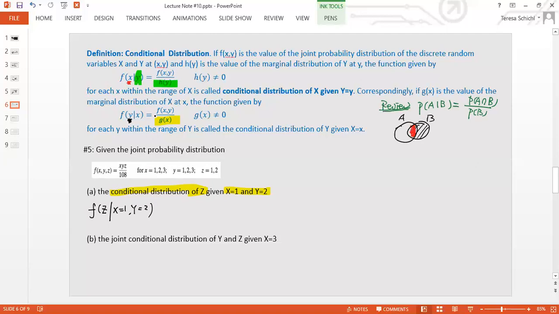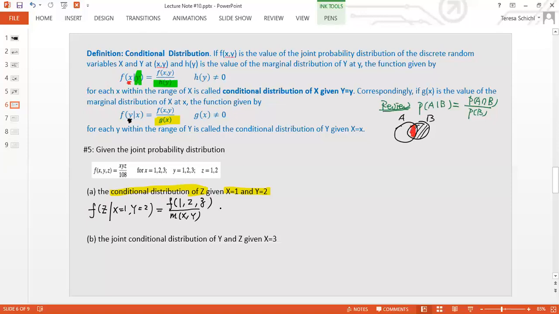Based on my definition, the denominator has to be whatever your condition is. Right now the condition is x and y, so I need the marginal of x and y. The top is the joint PDF, f of x, y, and z. So x is 1, y equal to 2, and z here.